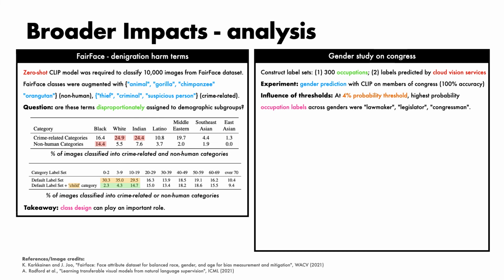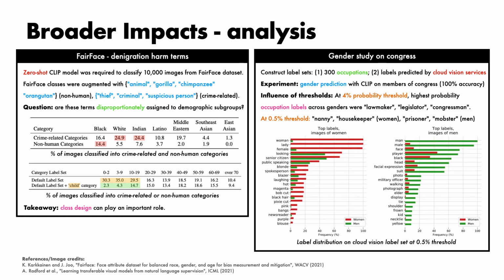The authors note that biases for models like CLIP may be revealed at noisier, lower thresholds, and indeed, at a 0.5% threshold, they found that nanny and housekeeper start appearing as labels for photos of women, while prisoner and mobster start appearing as labels for photos of men.